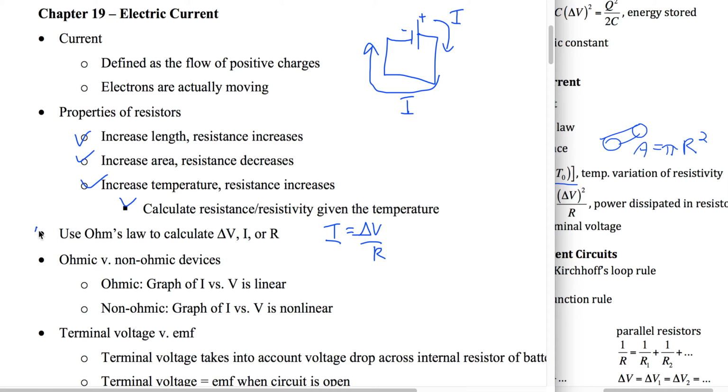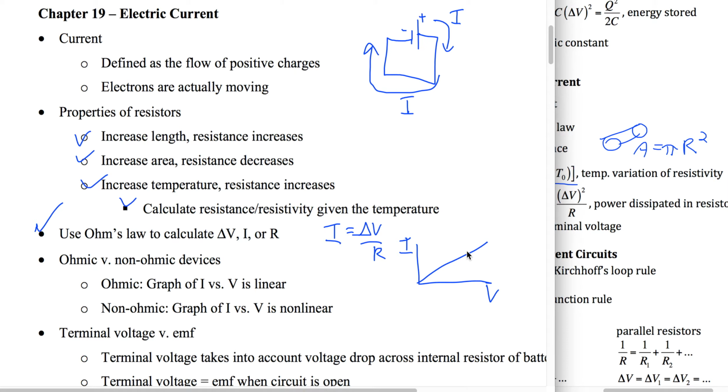And the next thing here is just a conceptual thing. We talked very briefly about devices that are placed in the circuit that can be ohmic or non-ohmic. So we showed a graph of I versus V for that device, and if it's a straight line, then it means that this is an ohmic device.